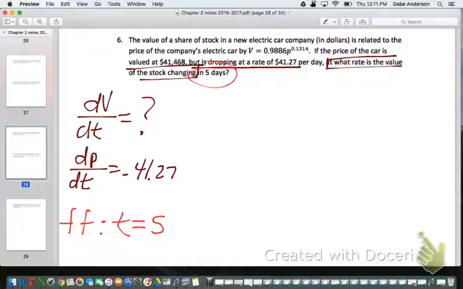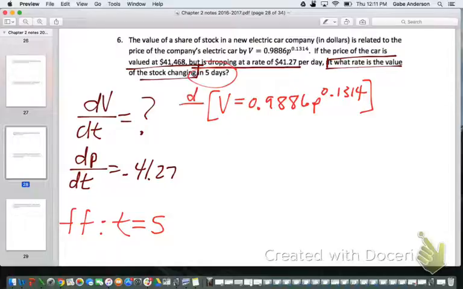So that's our relating equation, so I'll just rewrite it down here. Value equals 0.9886 P to the 0.1314. So we got all of our stuff lined up. We got our relating equation. How do we push play and get this stock doing whatever it's going to do? With respect to time. So we're going to go d/dt of everything and see what that gives us. It better work, right? Because they gave us the relating equation. So if it doesn't work, we got an issue.